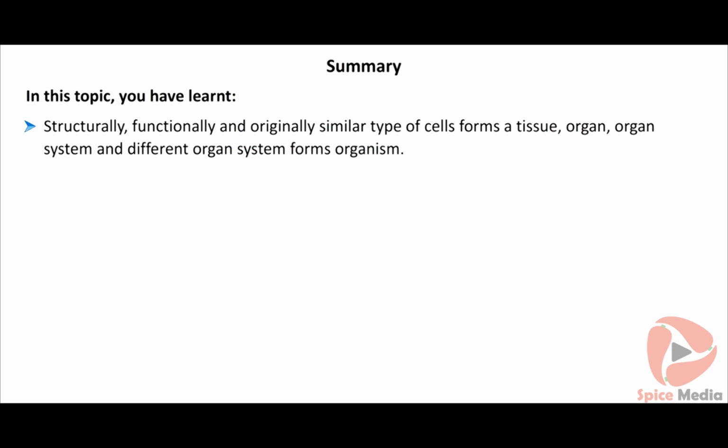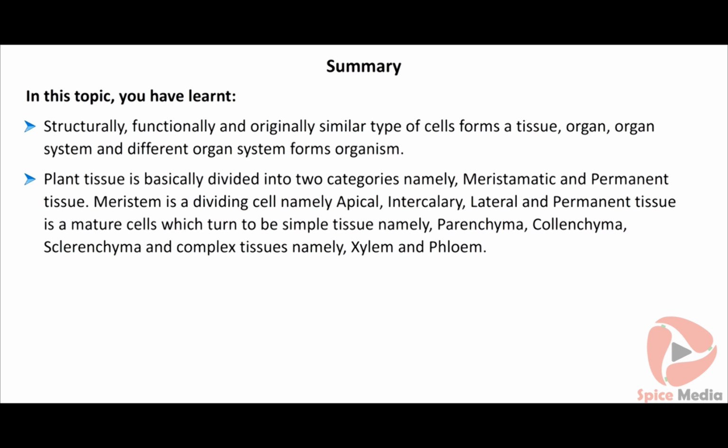Structurally, functionally, and originally, similar type of cells form a tissue, organ system, and different organ system forms organism. Plant tissue is basically divided into two categories, namely meristematic and permanent tissue. Meristem is a dividing cell, namely apical, intercalary, lateral, and permanent tissue is a mature cell which turns to be simple tissue, namely parenchyma, collenchyma, sclerenchyma, and complex tissues, namely xylem and phloem.